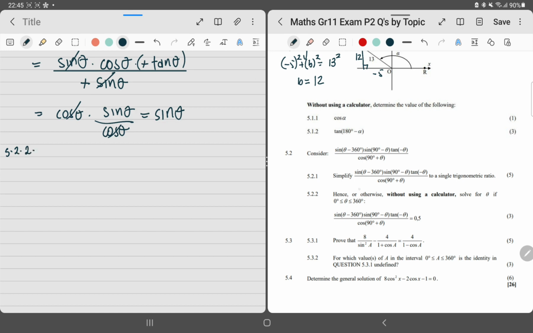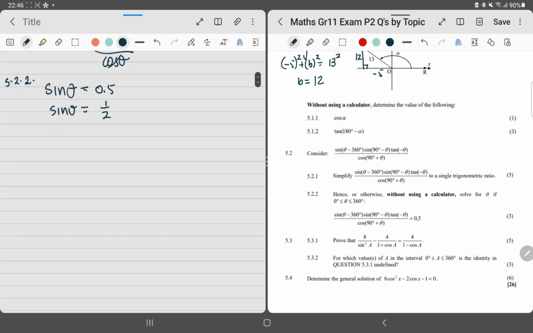5.2.2. Hence or otherwise, without using a calculator, solve for theta if, so this whole thing right here is equal to sine theta. So this is sine theta, which is equal to 0.5, a half.